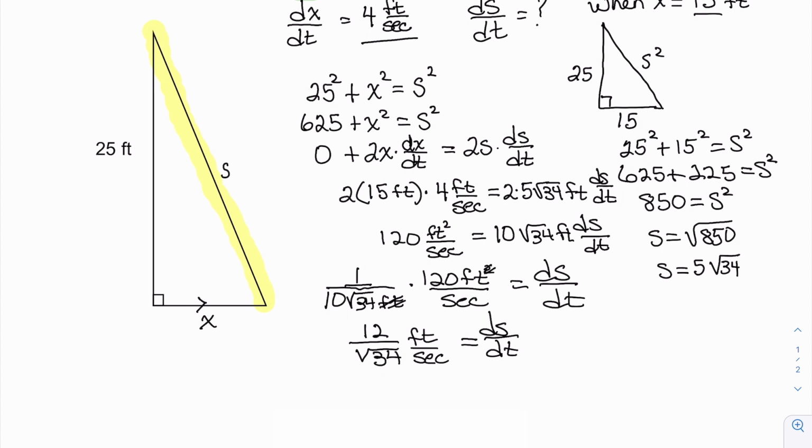Now there's a couple other things we can do with this exact answer. First thing we can do is rationalize, and if you rationalize and simplify it, you get ds/dt is equal to 6 times the square root of 34 over 17. And if you approximate that, it's approximately 2.058 feet per second. And that is the rate that she is walking away from the top of the flagpole when she is 15 feet from its base.